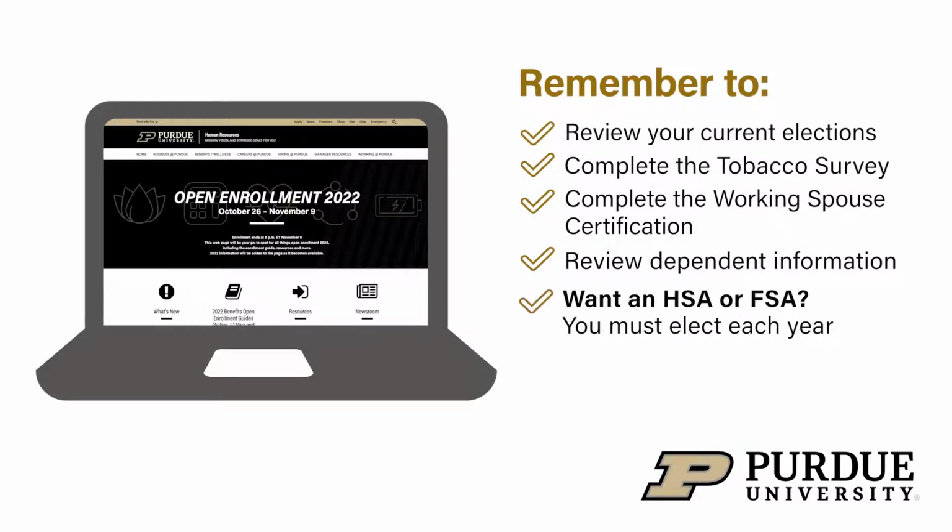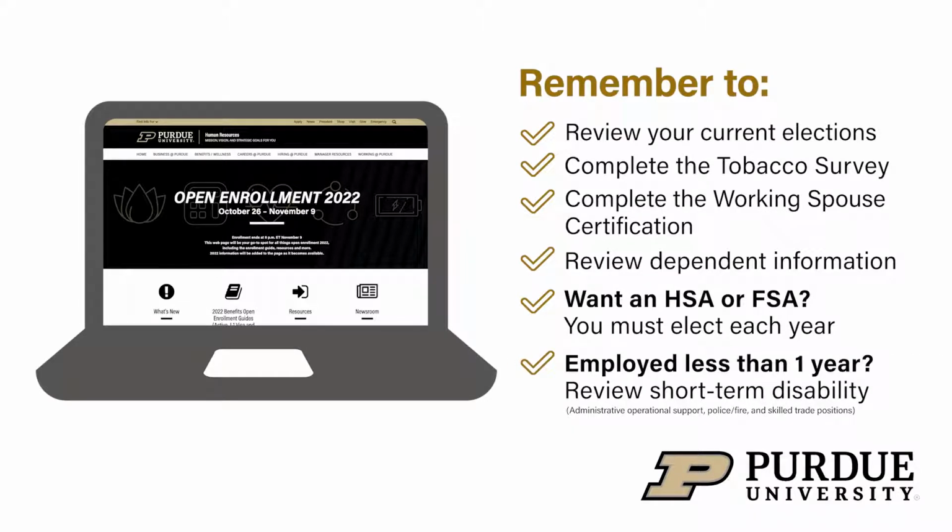Additionally, if you want an HSA, HRA, or FSA next year, you must log into Benefitfocus and elect them for the coming year. Finally, if you've been employed by Purdue for a year or less, you now have the option to elect short-term disability during open enrollment.